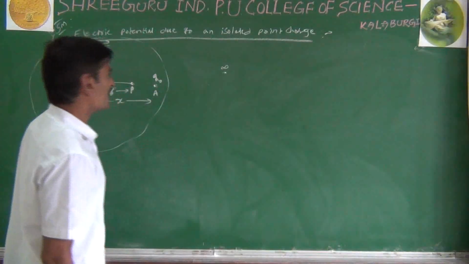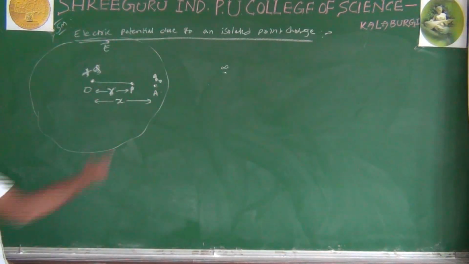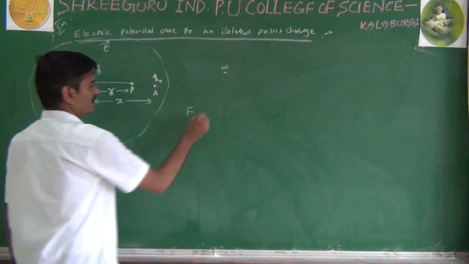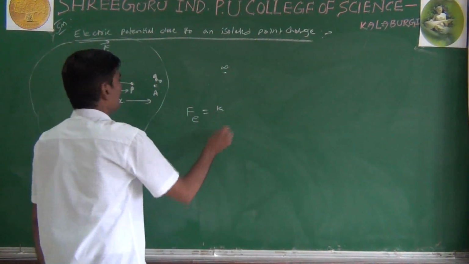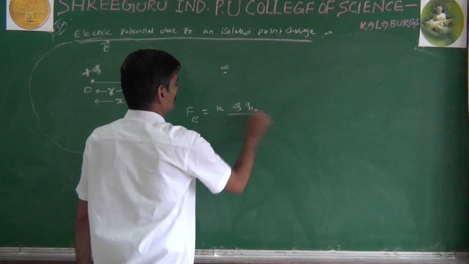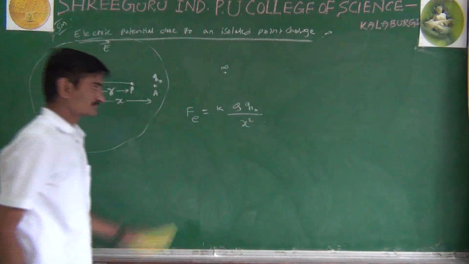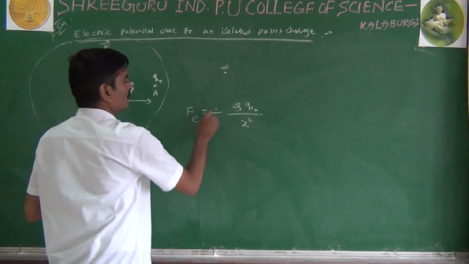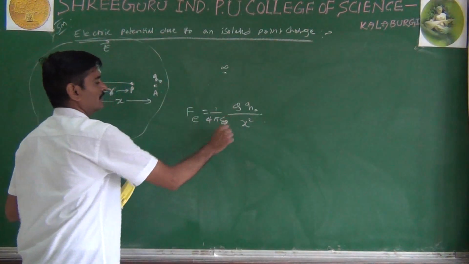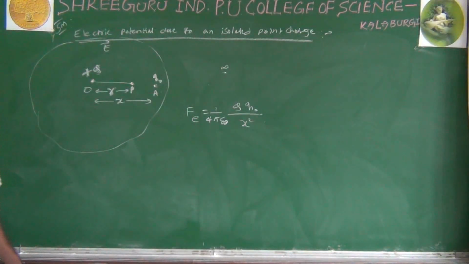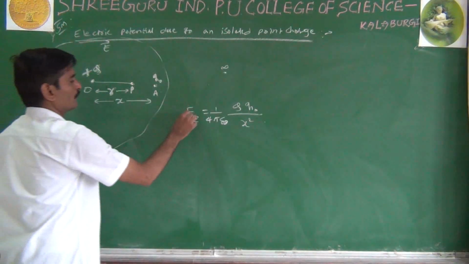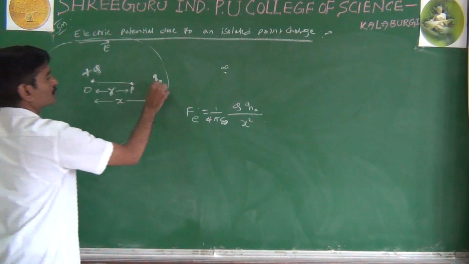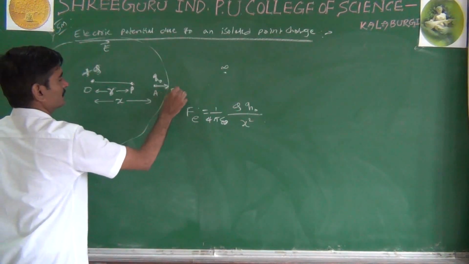Now there will be electrostatic force between these two. That electrostatic force Fe is equal to, let us write, K Q into Q0 divided by x square, or you can write it as 1 by 4 pi epsilon naught Q Q0 divided by x square. So this is the electrostatic force, and this test charge is positive and the source charge is also positive, so the electrostatic force will be acting in this direction.